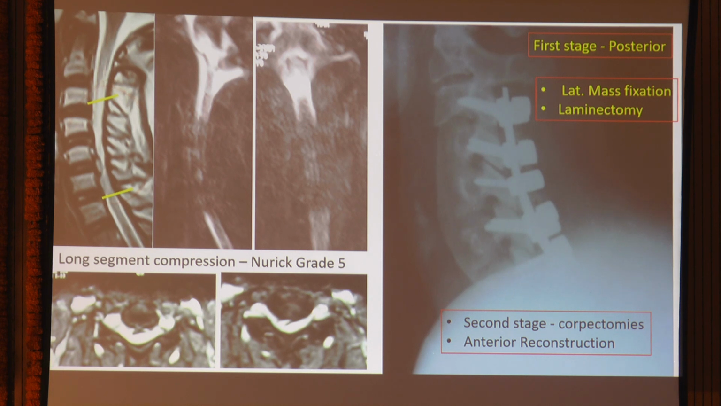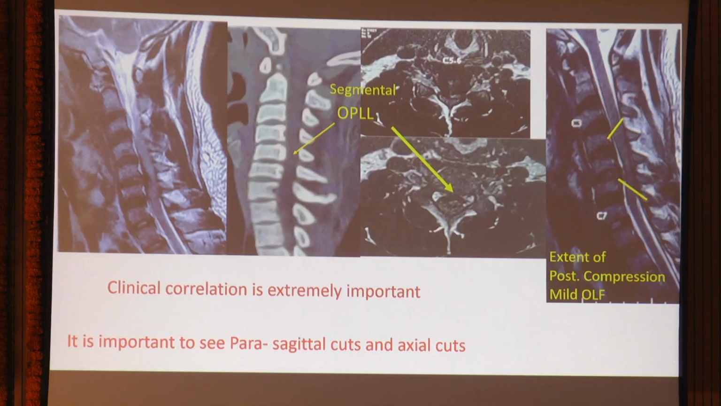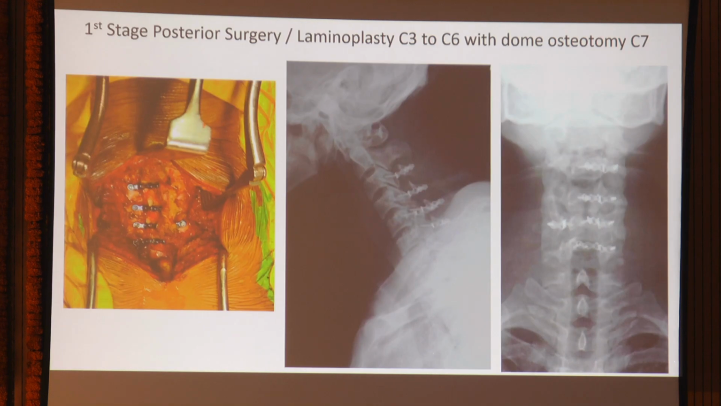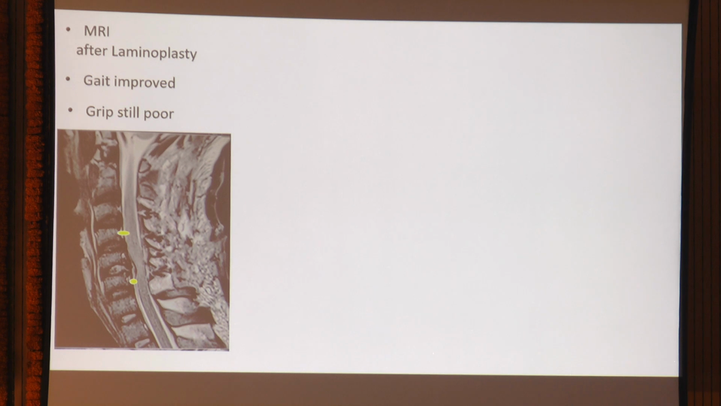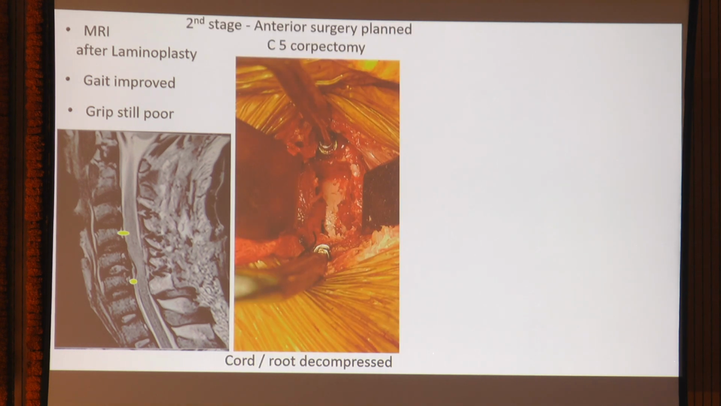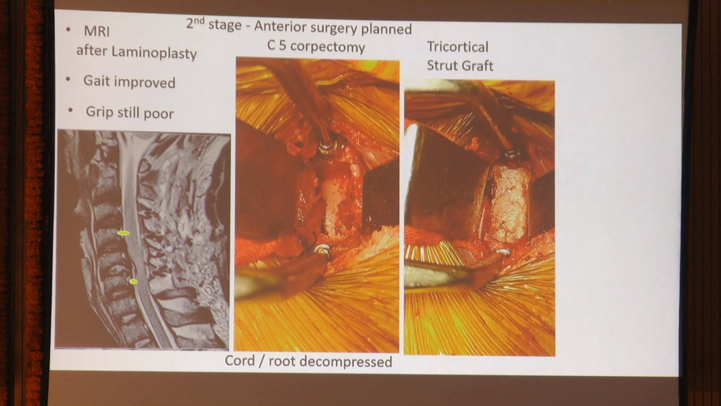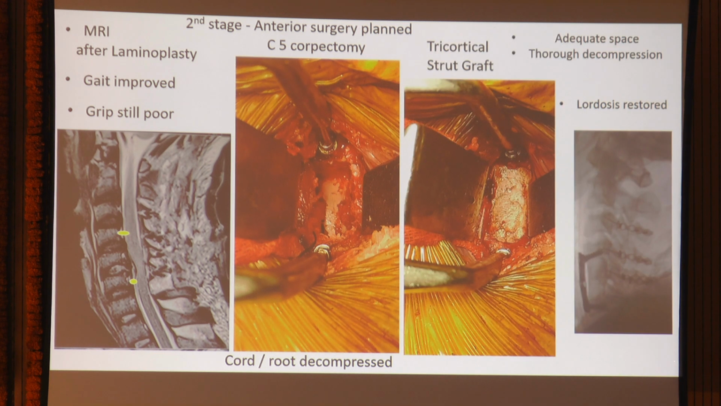See the amount of decompression we have done, long segment. Okay. So here again it was a staged procedure. First stage posterior surgery, laminoplasty we have done, and this patient's hand was not improving. The second stage we did corpectomy. So this is the staged procedure. Second was the corpectomy. So this is the final one.